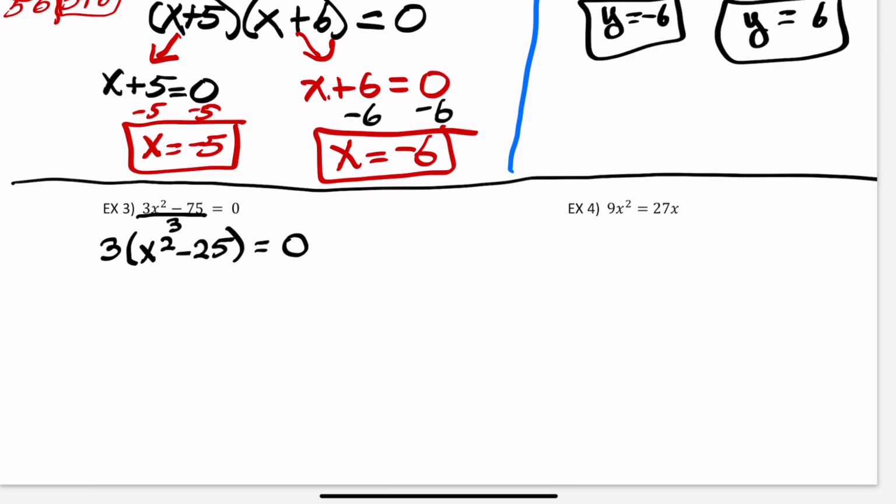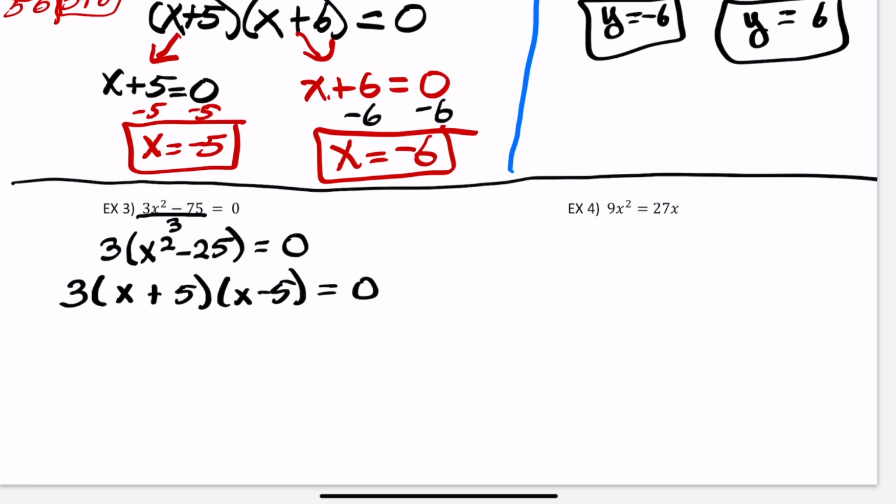So now inside this parentheses, I have subtraction, and I have x squared, which is x times x, and 25, which is the perfect square of 5 times 5. So now this has my greatest common factor, and then it factors to x plus 5, x minus 5. Don't forget it's equal to 0. And then the next step, now that I've got it factored, is to set each factor equal to 0.